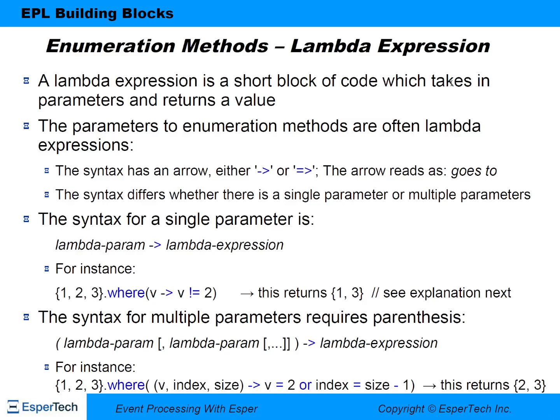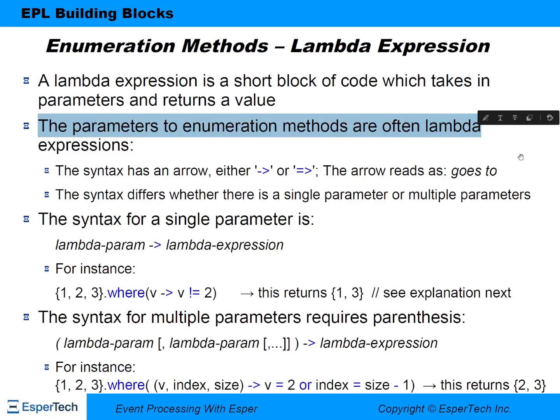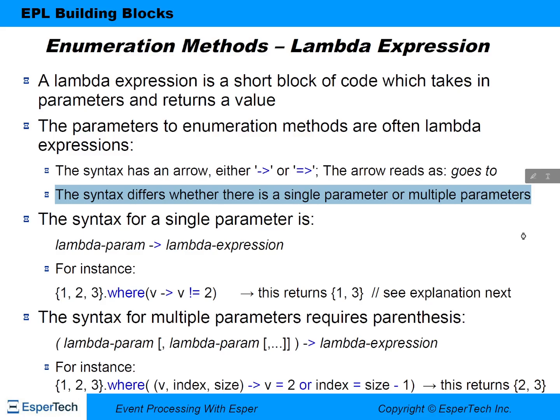A lambda expression is a short block of code which takes in parameters and returns a value. The parameters to enumeration methods are often lambda expressions. The syntax has an arrow, either dash greater or equals greater. The arrow reads as "goes to". The syntax differs whether there is a single parameter or multiple parameters.